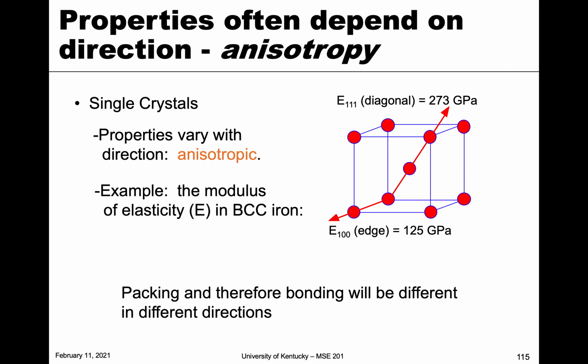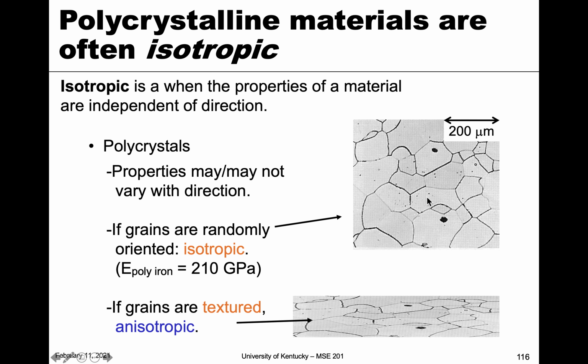which, if you look at the previous slide, is somewhere in the middle between these two, right? Because all of these have been averaged together because we have so many different grains. So most polycrystalline materials we think of as isotropic, so the properties are independent of direction. If we test this material, whether in this direction or this direction, we would expect the elastic modulus to be 210.